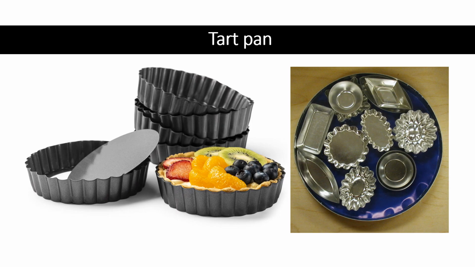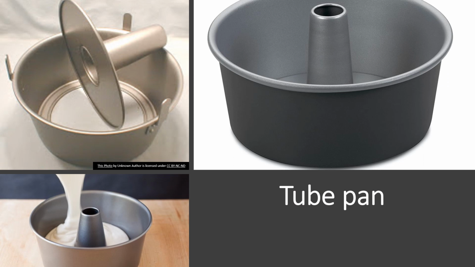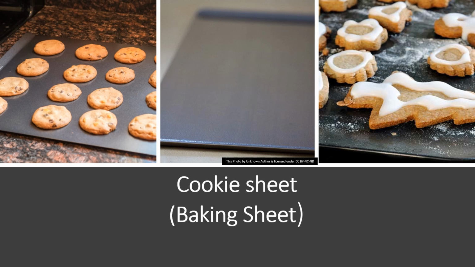A tart pan is used when baking tarts. It has straight sides that turn out neater cooking pastries than slope-sided pie pans. Now, a tube pan. It is a baking pan with a removable bottom attached to the center tube. A cookie sheet is also called a baking sheet.